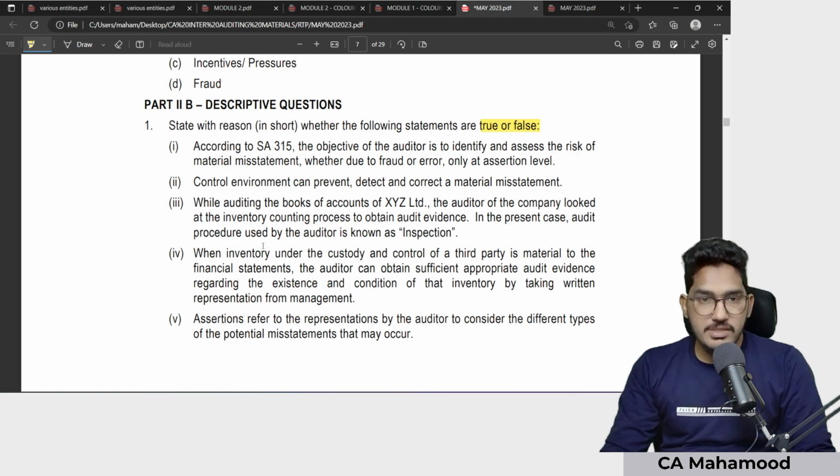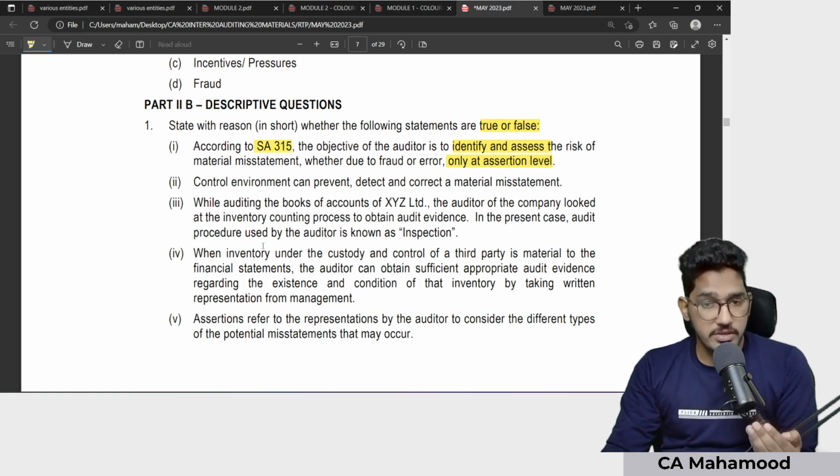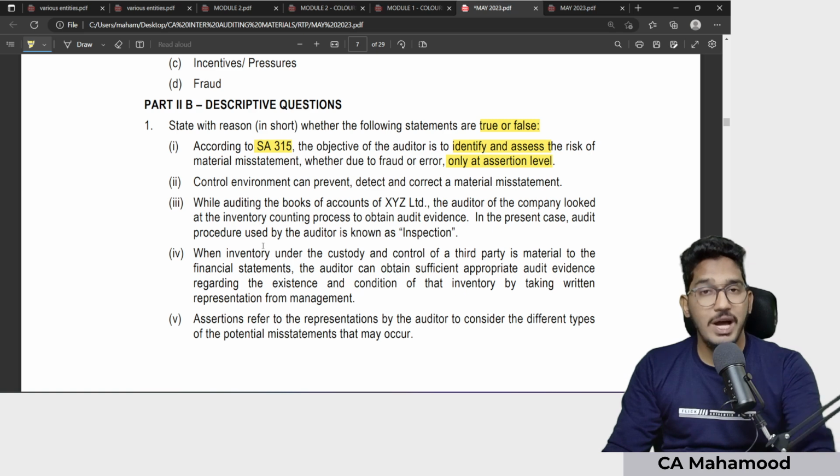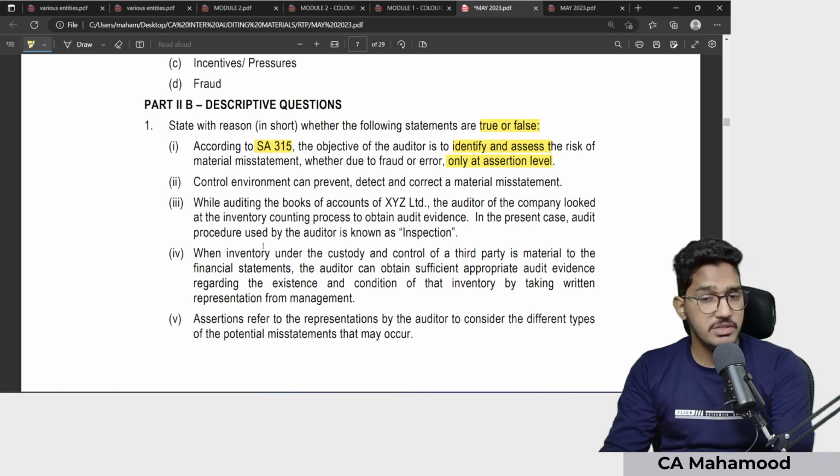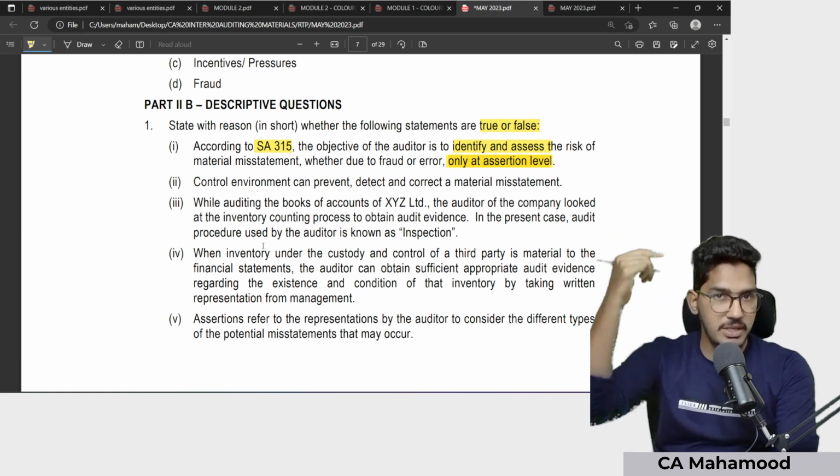So according to SA 315, the objective of the auditor is to identify and assess risk of material misstatement, whether due to fraud or error, only at assertion level. Do you think this statement is true? No. False. Why is it false? Because as per SA 315, while performing risk assessment procedures, we need to identify and assess risk of material misstatement both at assertion level as well as financial statement level also.